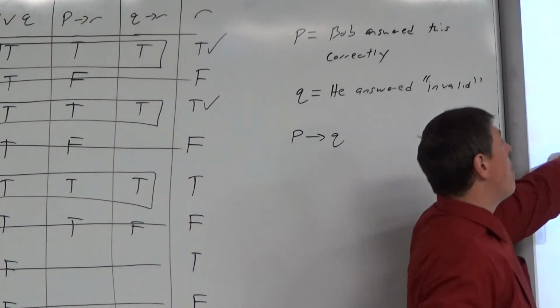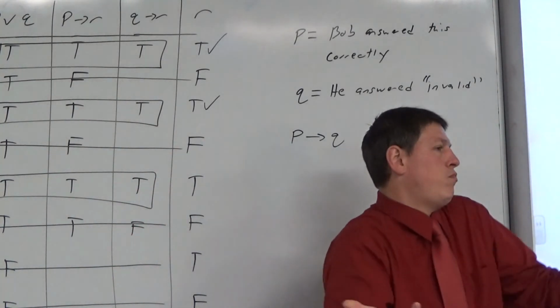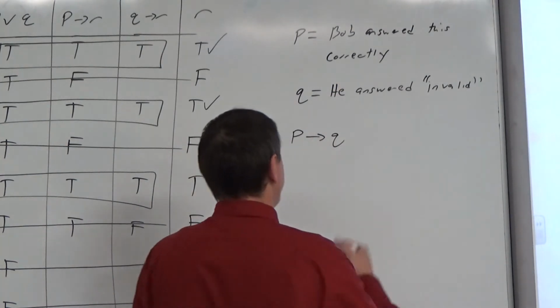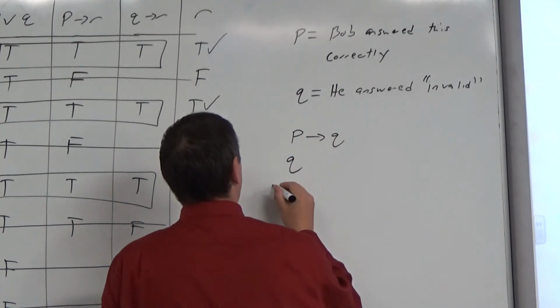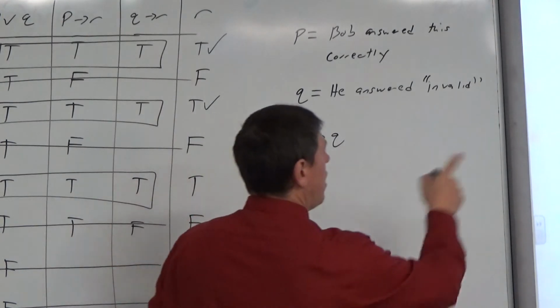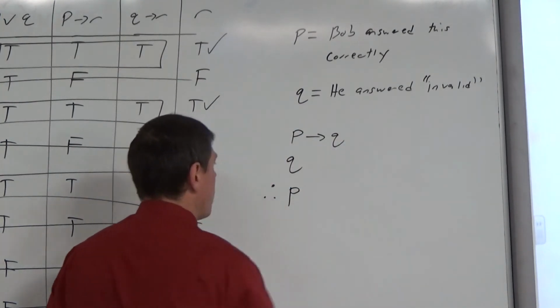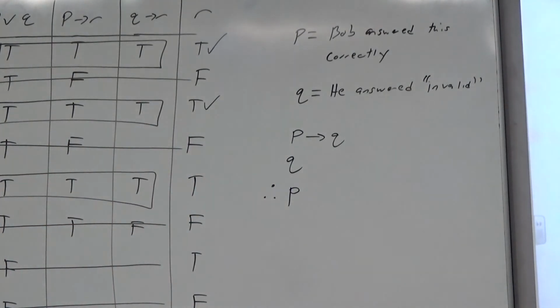The next line, Bob answered invalid. How do we write that symbolically? Q. Q, right? It's right there. He answered invalid, so it's Q. Therefore, Bob answered this correctly, which is P. So that is the argument form symbolically. Does that make sense, guys? That's easy to do, right? We can all do that.